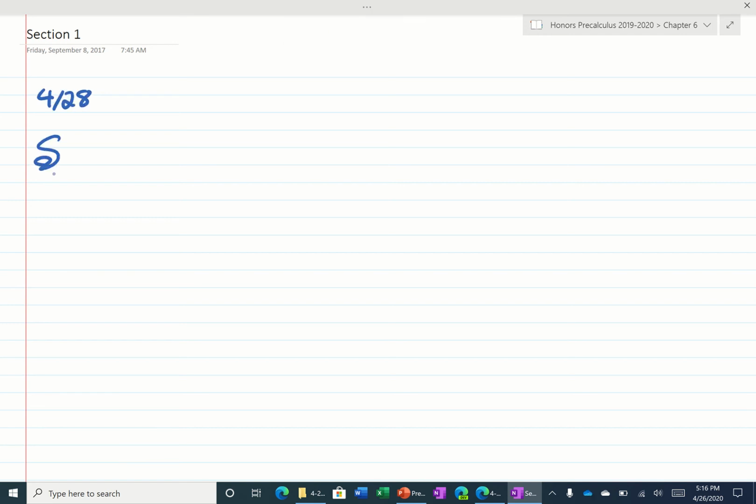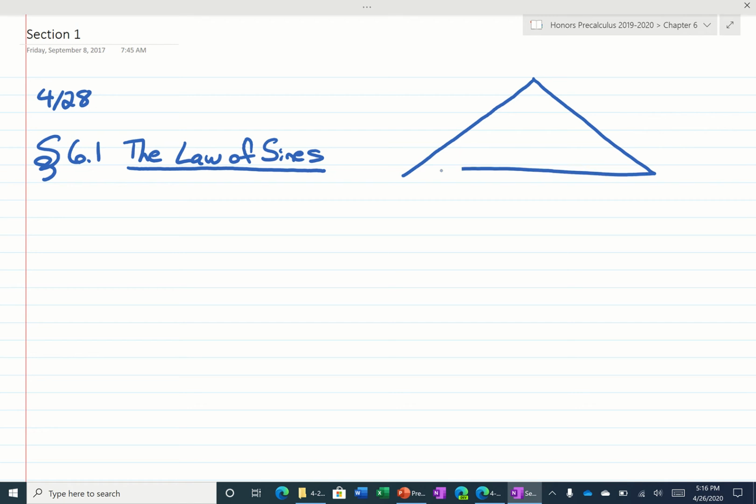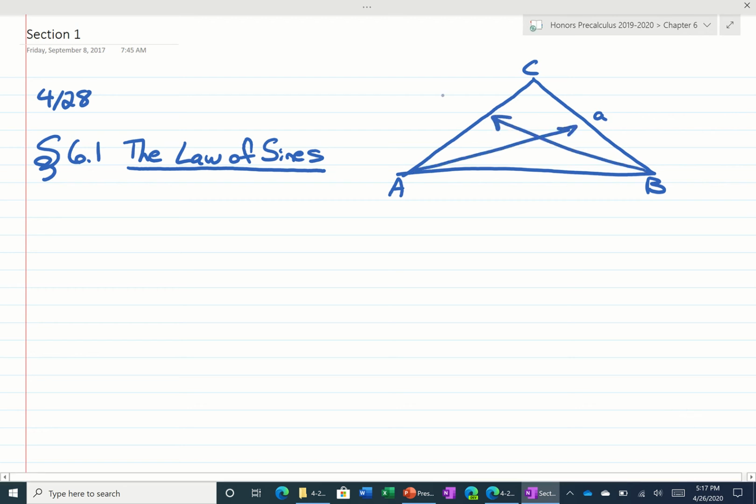And this is section 6.1, and it's called the law of sines. Now, for the problems we're going to be doing, they're going to look something like this, where our angles, we're going to use capital letters, and the sides are going to be the lowercase letter of the angle that they make. So like angle A makes side A, angle B makes side B, and angle C makes side C.